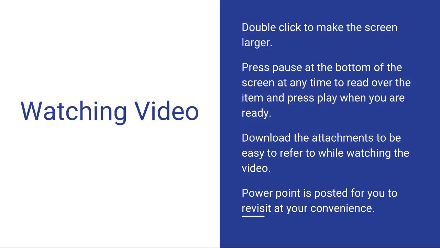As you're watching this video, here are some things you might want to do. You may want to double click on the icon to make sure that you're watching the video on a larger scale so you can see some of the smaller print. At any time, you might want to press pause at the bottom of the screen so that you can read over the items more carefully, and then press play when you're ready to begin. You may want to download the attachments before you start watching more of the video, because you may want to refer to them as you watch the video. And then the PowerPoint will be posted so that you can revisit some of these items later at your own convenience.